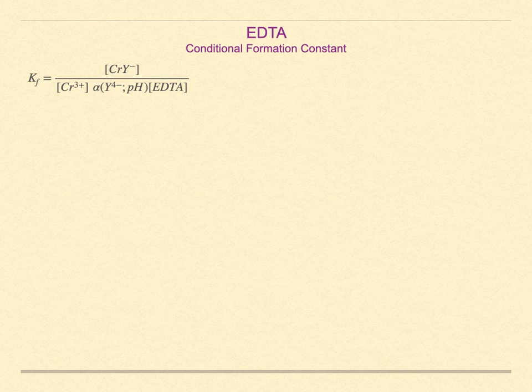If we now restrict our discussion to situations wherein the solution pH has been fixed with a buffer, we can move the alpha and combine it with the formation constant, forming the conditional formation constant, the formation constant that is conditional upon the pH. We label this conditional formation constant as K prime.